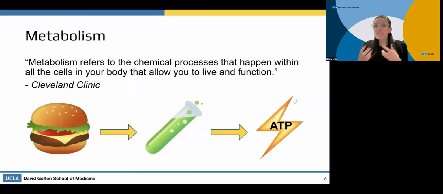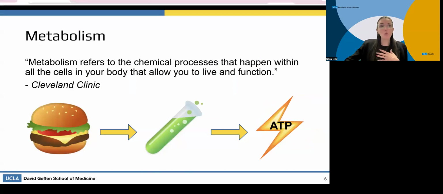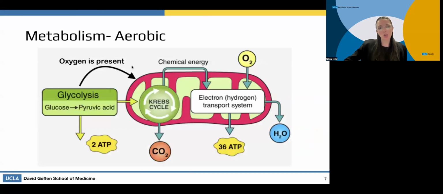Now, what does that process look like? Well, metabolism is always going to start with the first process of glycolysis. Glycolysis is the process where we can take the most simple sugars that our digestive system breaks our food down into, glucose, and turns it into pyruvic acid. The process of turning glucose into pyruvic acid will actually create two ATP molecules. So at the very first step, we're already creating energy.